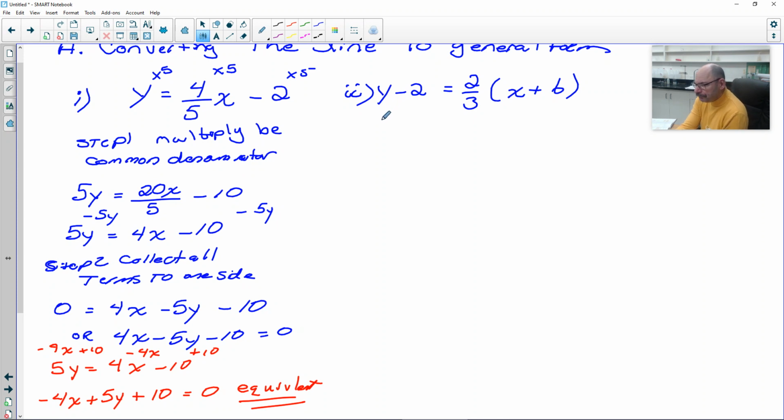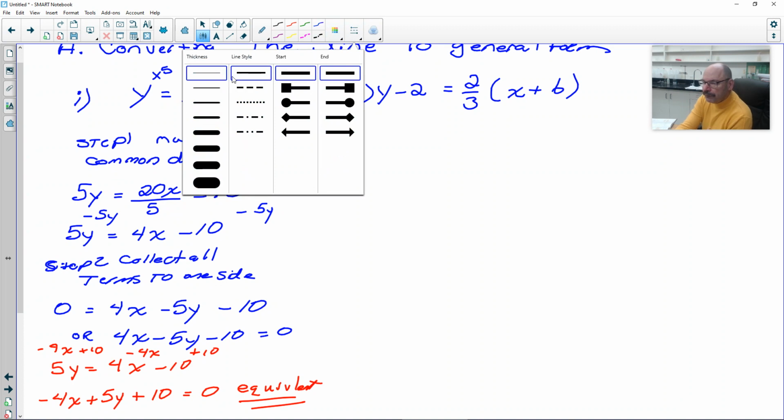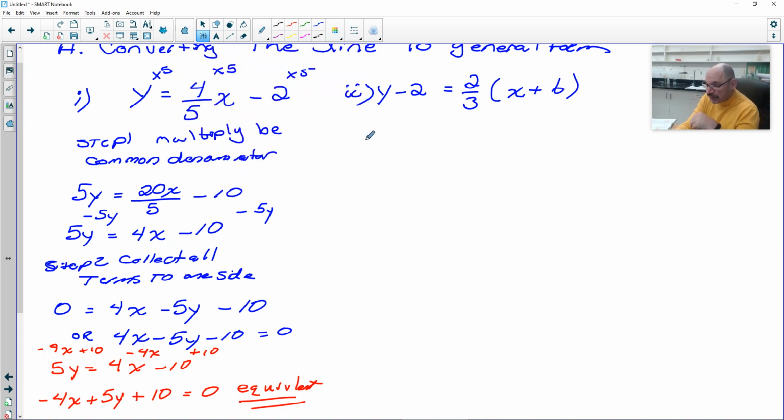Well, this one here is very similar. Again, we're going to first remove the brackets. Make it a little bit skinnier. You don't have to do it as the first step, but it's probably the easiest way. Step one, expand or remove the brackets. So we're going to go like this here. Okay, so I got y minus 2 equals 2/3 x.